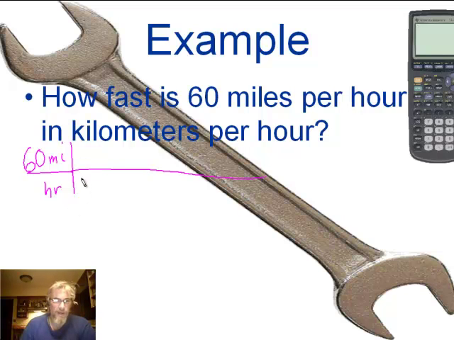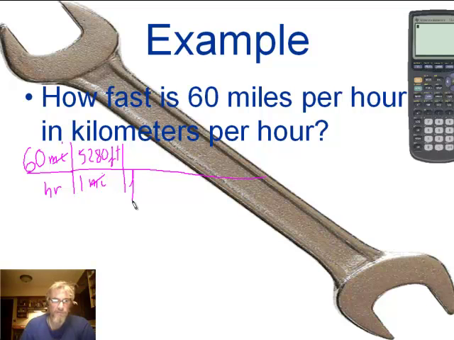I know that a mile is the same as 5,280 feet. Most people know that. Well, what this does for me is changes miles into feet, but it doesn't change the speed. It's still 60 miles an hour, but now it's expressed in feet per hour because the miles have canceled.